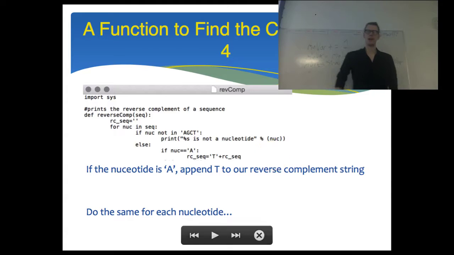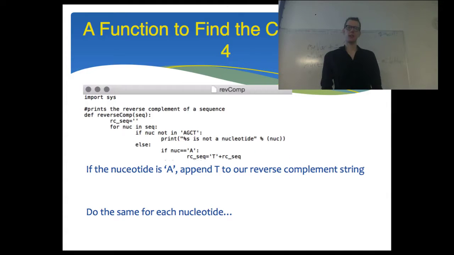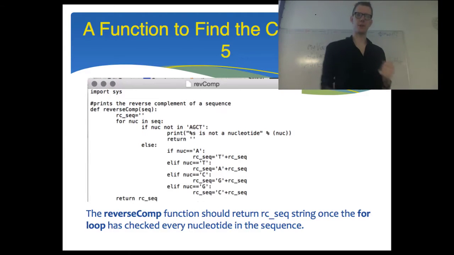So if nuke is A, I'm going to do rcseek equals T plus rcseek. And what that means is that it's going to concatenate a T onto the beginning of rcseek. If this is the first letter we've come across, rcseek will go from being an empty string to just a T. If rcseek has already got a bunch of things because we've gone through a bunch of letters, it's going to add the T onto the beginning. And then we just need to do this for every nucleotide that we might come across. So if the nuke is A, let's prepend a T.